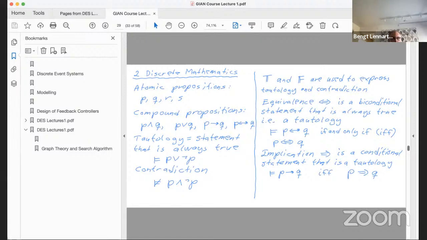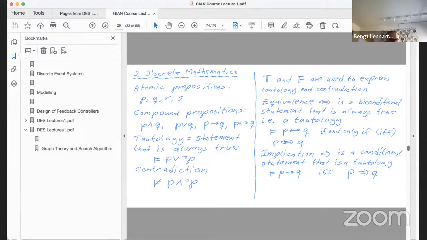Contradiction means that it's always false instead. And then if you have P and not P, that can of course never be true. Because if P is true and you combine that with not P, then it's always false. So it's a contradiction. Then also the labels here, T and F, are used to express tautology and contradictions.